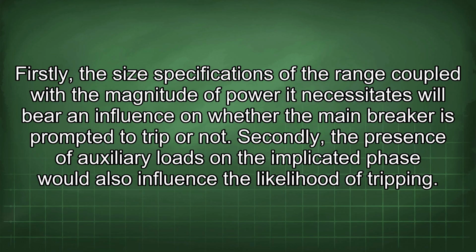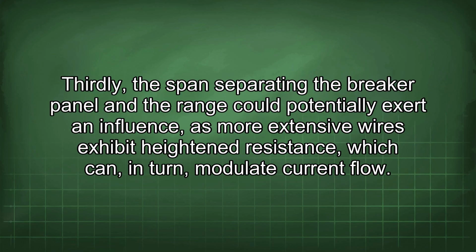Firstly, the size specifications of the range coupled with the magnitude of power it necessitates will bear an influence on whether the main breaker is prompted to trip or not. Secondly, the presence of auxiliary loads in the implicated phase would also influence the likelihood of tripping. Thirdly, the span separating the breaker panel and the range could potentially exert an influence, as more extensive wires exhibit heightened resistance, which can, in turn, modulate current flow.